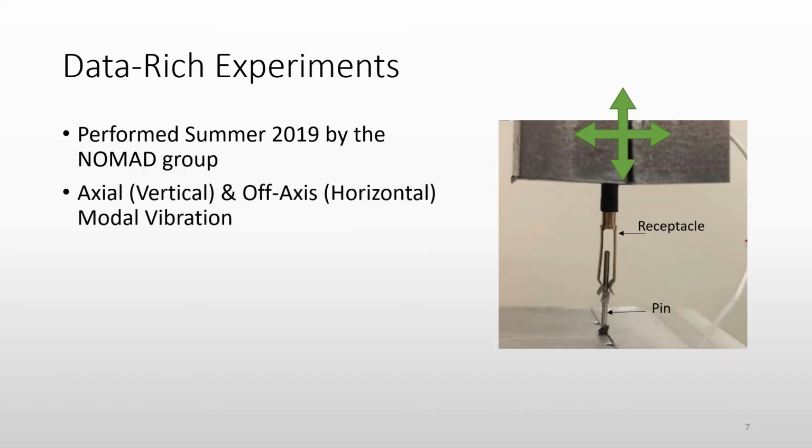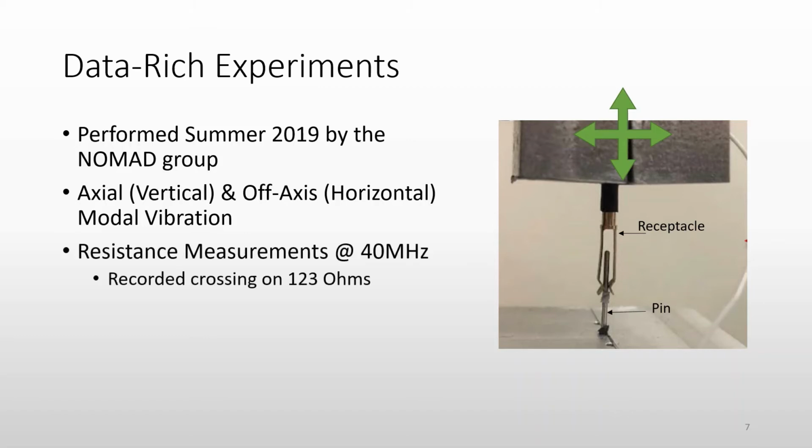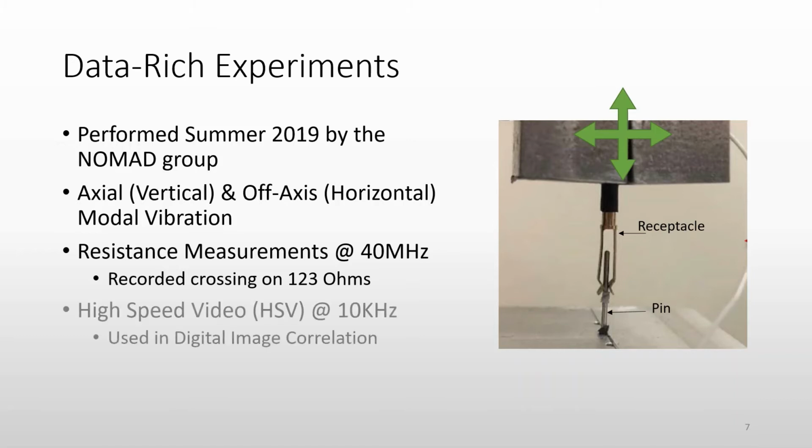They had a stationary pin and a receptacle that experienced vertical and horizontal vibration. They simultaneously measured the resistance at 40 megahertz and recorded every time that the resistance of this interconnect crossed 123 ohms. And they also took high-speed video at 10,000 hertz so we can use digital image correlation on the system.